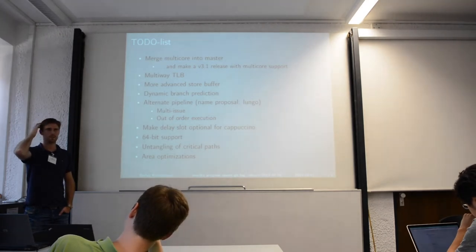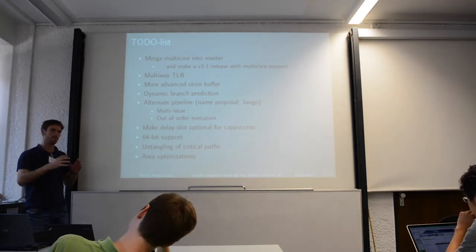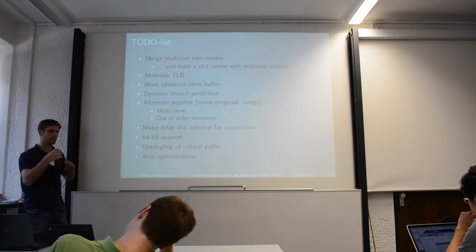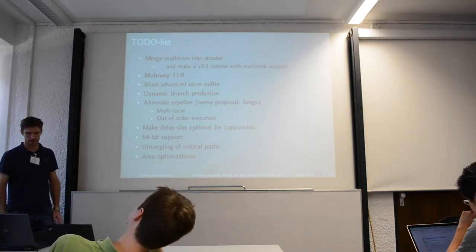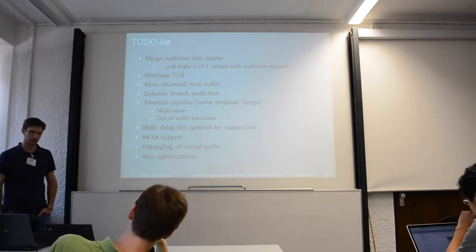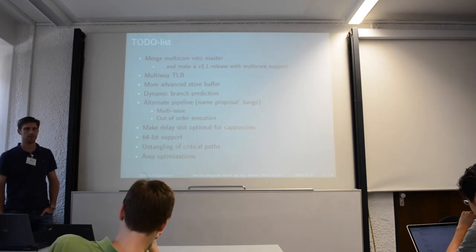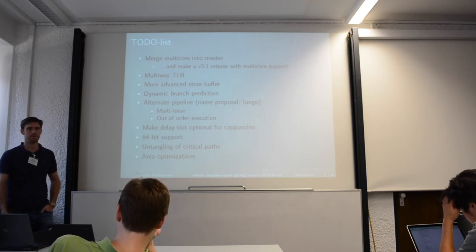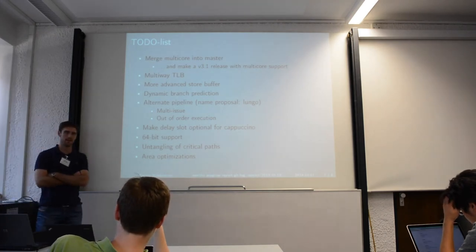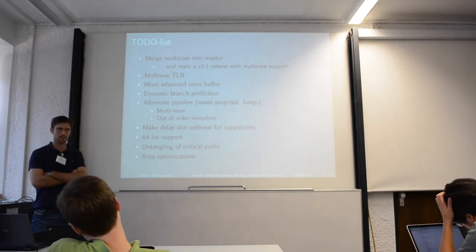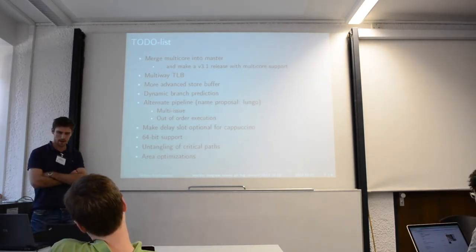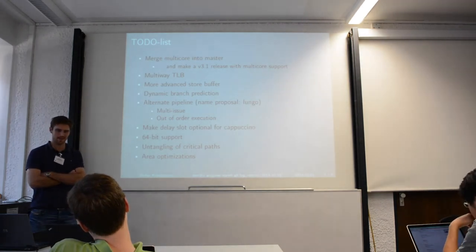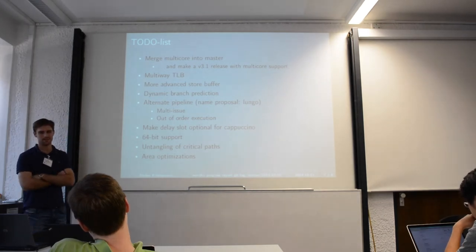I've been looking into that. I think it should be pretty straightforward to not make an extra pipeline for cappuccino without the delay slot, but just make it optional so that the same code can be used. And 64-bit support is something that I want to check out. I think that should be pretty straightforward too, to extend it. Well, we need toolchain support and stuff like that, but at least in the implementation. And then more optimizations, that's always on the table. That's something that's never going to get ticked off completely, I think.